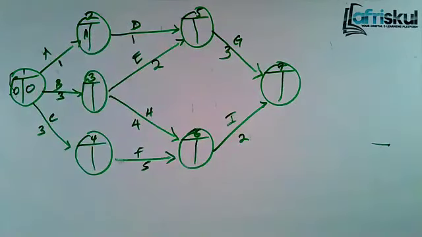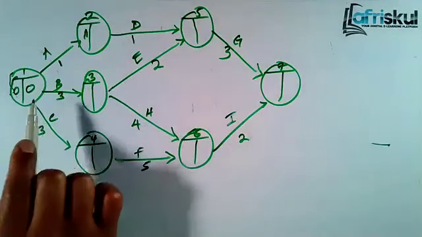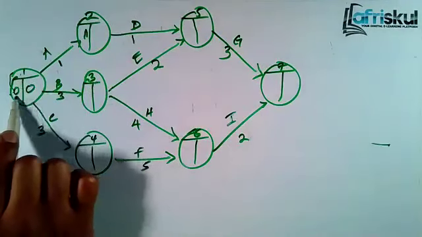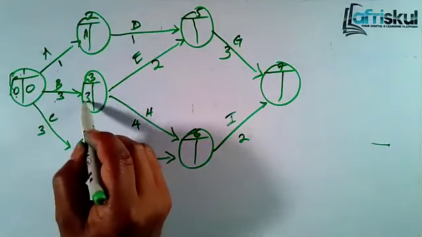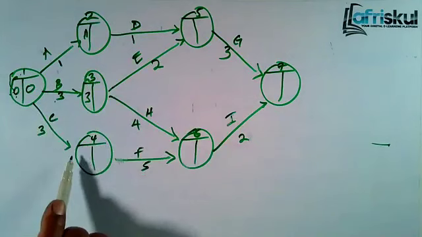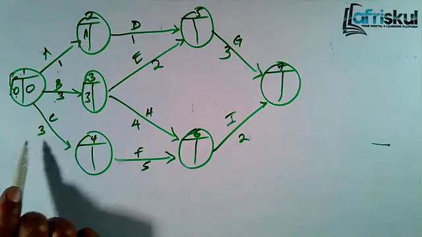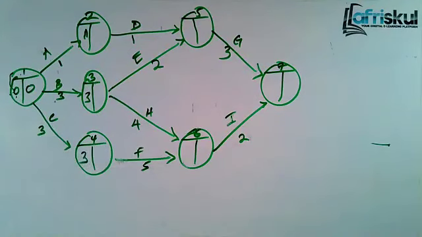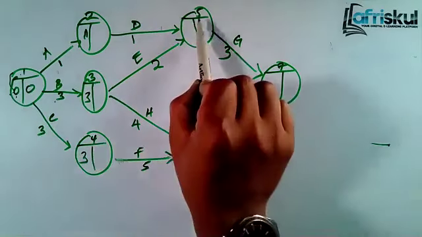Then, from 2, we go to 3. It was 1 to 3, so it will be 0 plus 3. You get 3. From 3, we go to 4, which came from here, so it's 0 plus 3. You get 3. From 4, we go to 5.